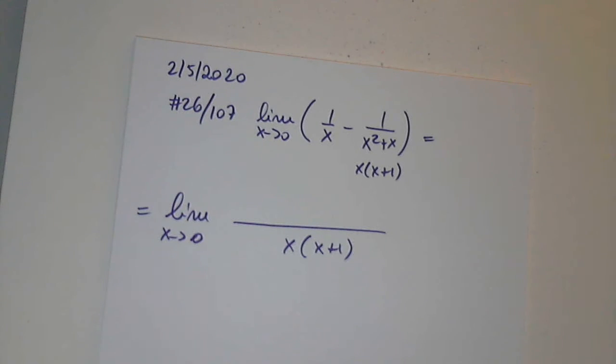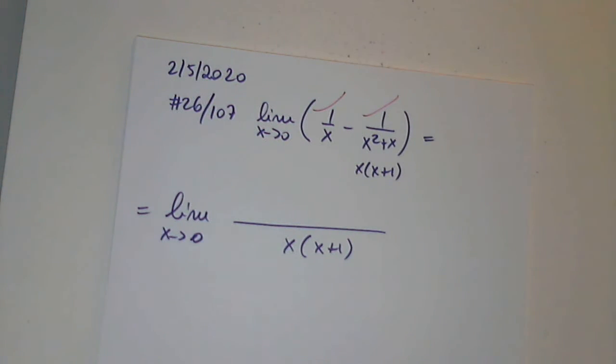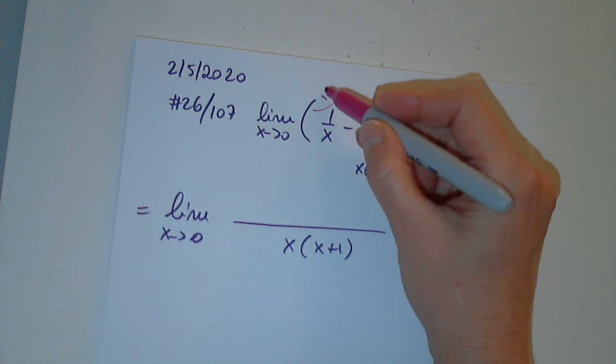And now we need the adjustments. What would you multiply the numerator of the first fraction and the numerator of the second fraction by? First one multiplied by x plus 1. Awesome.